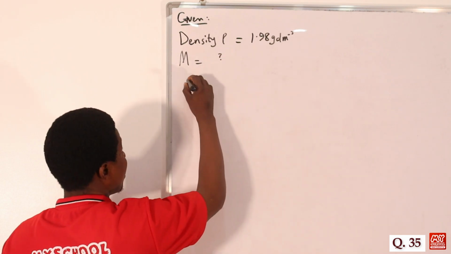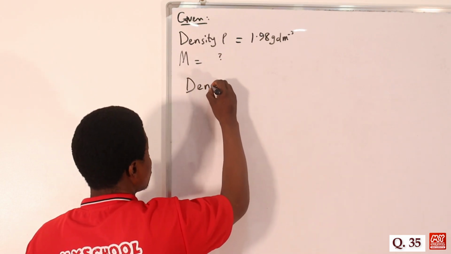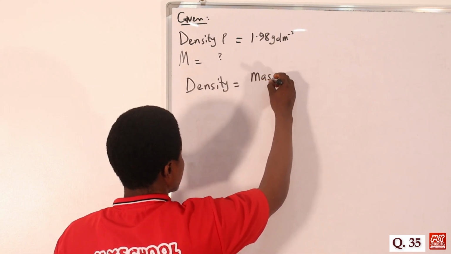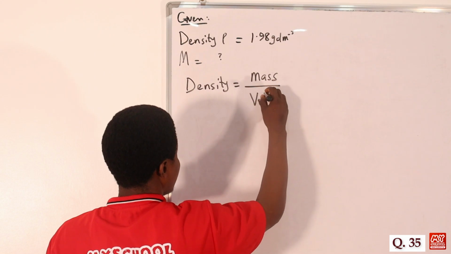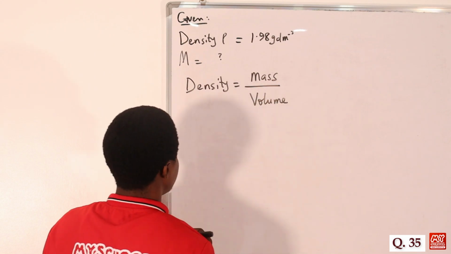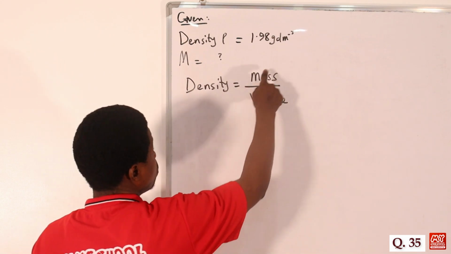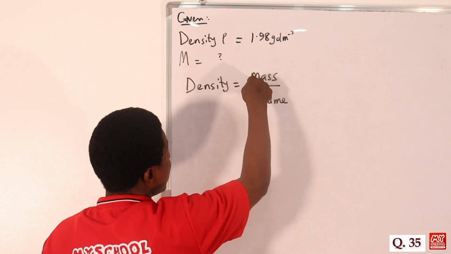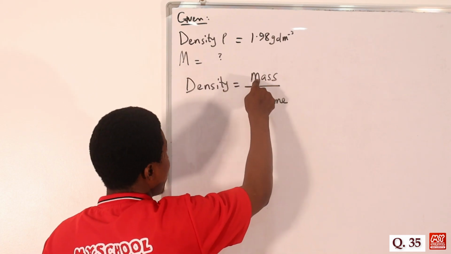But also remember that density is actually equal to mass over volume. That's the formula for finding this. Density equals mass over volume. But in this case, we are looking for molecular mass, so we can replace mass with molecular mass, and then volume.